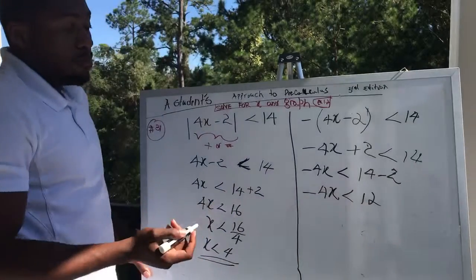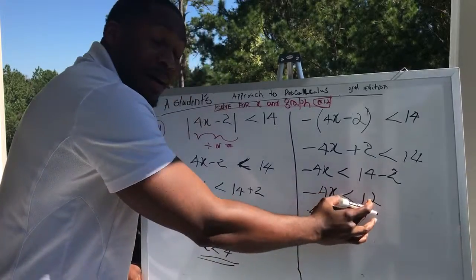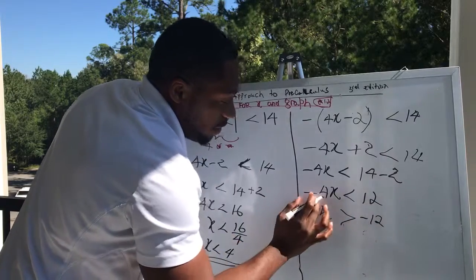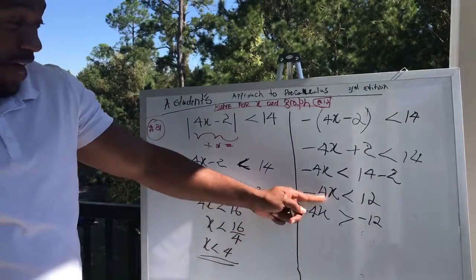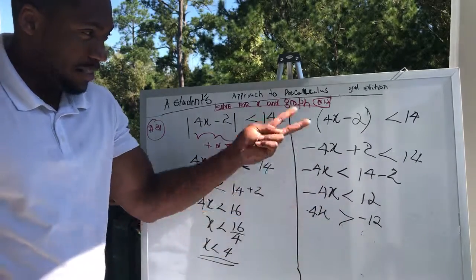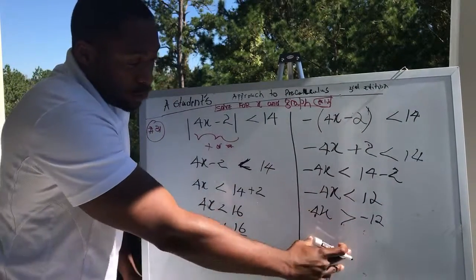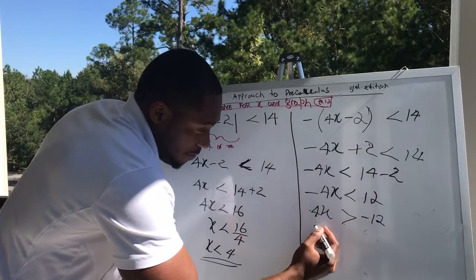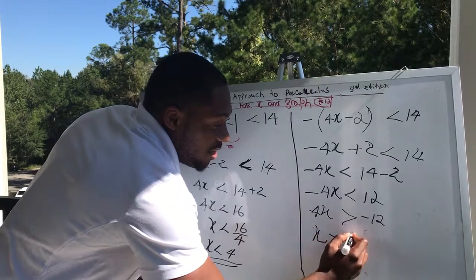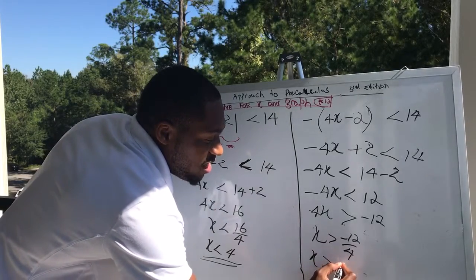So we multiply both sides by negative 1. Because you multiply by negative 1, you have to flip the sign of the inequality. 4x is greater than or equal to negative 12. We explain this whole concept of flipping the sign when you multiply by negative 1 on our YouTube channel. So x is greater than or equal to negative 12 divided by 4. X is greater than or equal to negative 3.